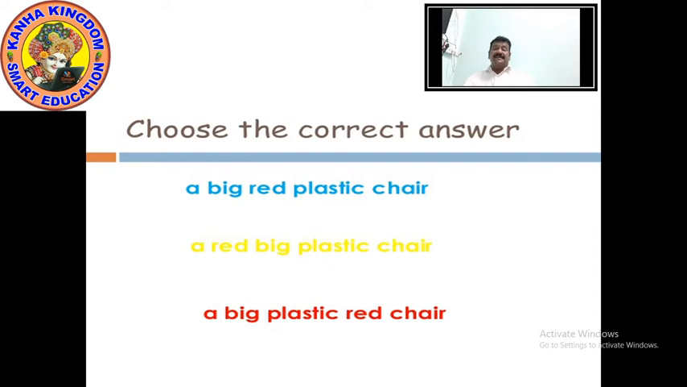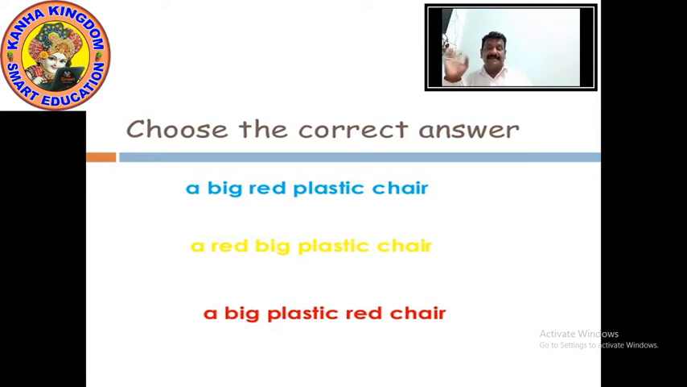A big plastic red chair. A big red plastic chair. So these are the three examples of the same sentence. Which is the correct order? The correct order is a red big plastic chair. So this is the proper order: a red big plastic chair.